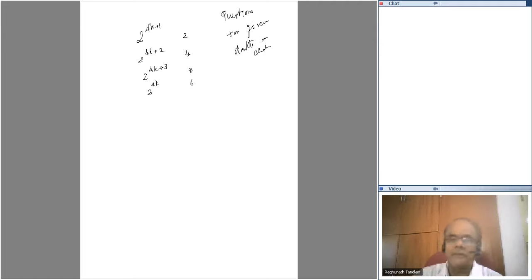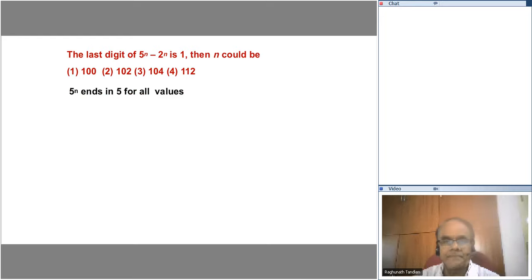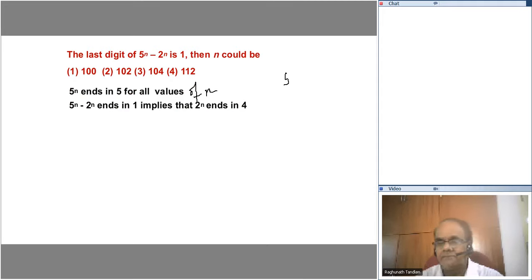That's what I'm looking at here. When I look at the question, I know that 5 power n always ends in 5, for all values of n. Then 2 power n should end in 4. I'm repeating the same, Kalyan. What is 5 power 1? What is 5 square? 5 cubed. So 5 power n will end in what number?